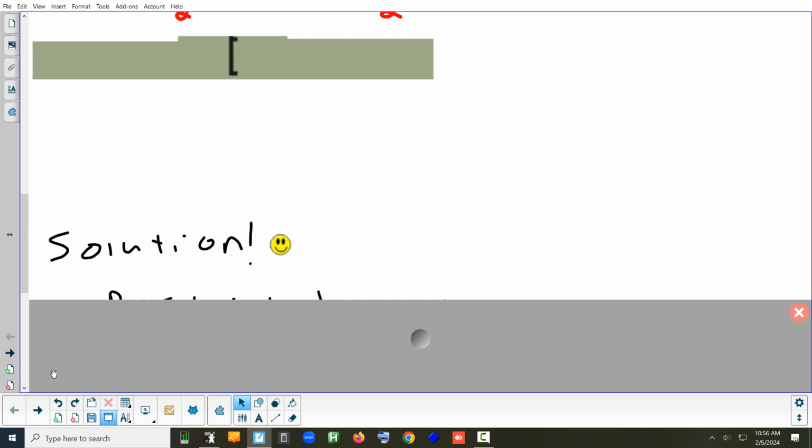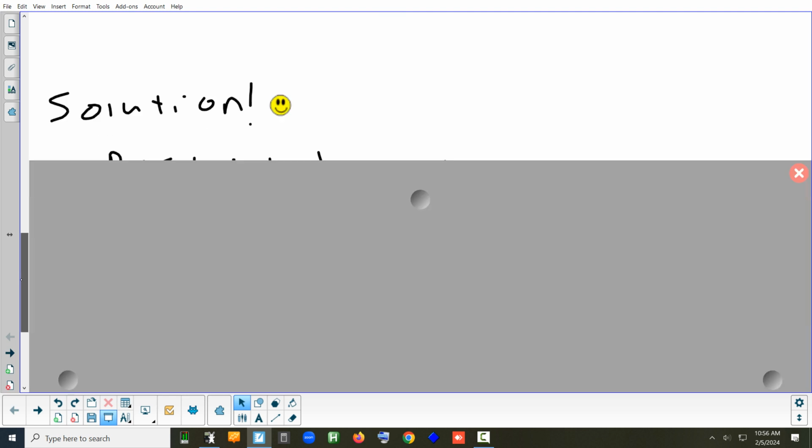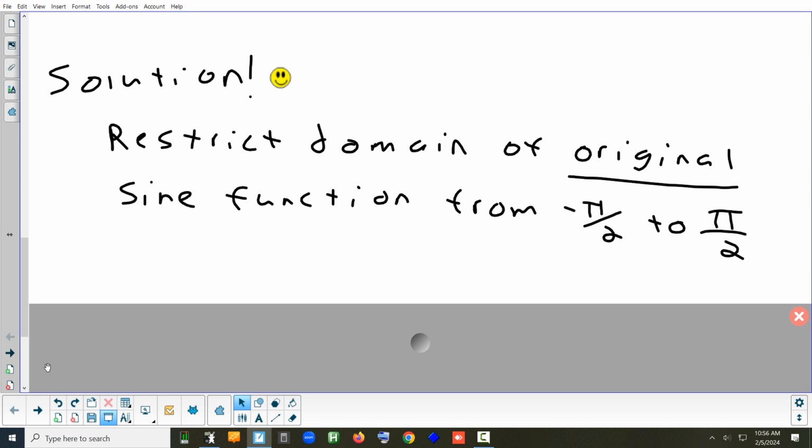So we had a problem. The graph fails the horizontal line test. The solution: limit the domain of sine to negative pi over 2 to pi over 2. And then we can work with inverse functions because we force this to pass the horizontal line test.